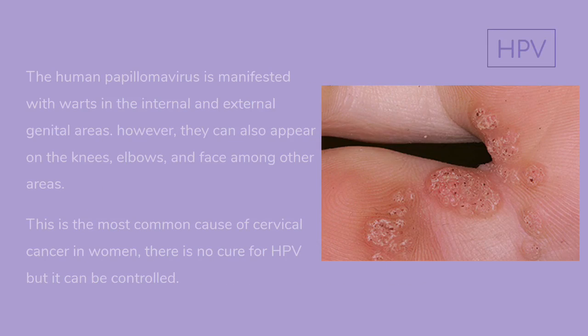Human papillomavirus is a viral infection that's passed between people through skin-to-skin contact. According to the Centers for Disease Control and Prevention, HPV is the most common sexually transmitted infection. The human papillomavirus is manifested with warts in the internal and external genital areas. However, they can also appear on the knees, elbows, and face, among other areas. This is the most common cause of cervical cancer in women. There is no cure for HPV, but it can be controlled.